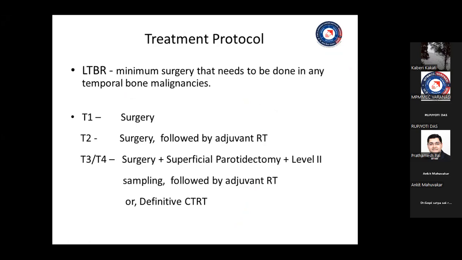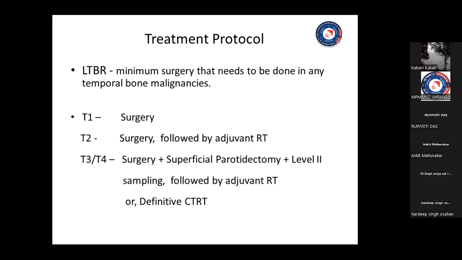In T1 tumors, we usually go ahead with surgery. In T2, we usually go ahead with surgery followed by post-op radiation. In T1 and T2 tumors, we usually do not go ahead with a prophylactic superficial parotidectomy if there are no intraparotid nodes on imaging, because there are reports that the incidence of intraparotid nodes in T1, T2 can be as low as less than 5%. So we usually do not go ahead with a prophylactic superficial parotidectomy.